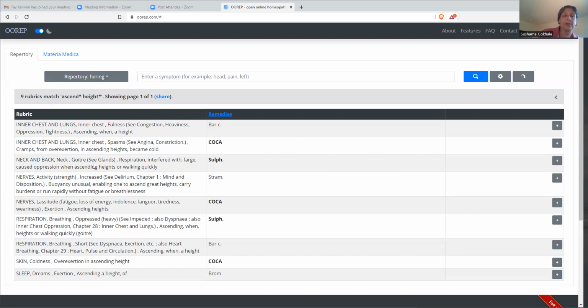Another remedy that comes up here is sulfur, and let's see what that does. Neck and back. Neck, goiter, if your glands feel all swollen. Respiration is interfered with. Causes depression when ascending heights or walking quickly. When you're walking uphill or walking very quickly from exertion, sulfur is a great remedy. There's a nervous remedy. Your nerves are affected. Increased activity, unusual buoyancy, enabling one to ascend great heights, carry burdens, or run rapidly without fatigue or breathlessness. That is stramonium.